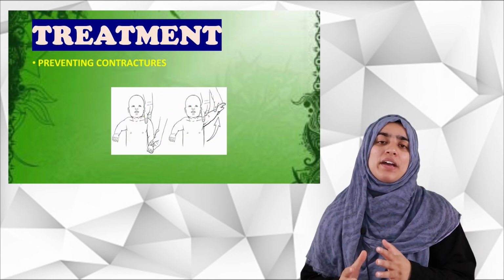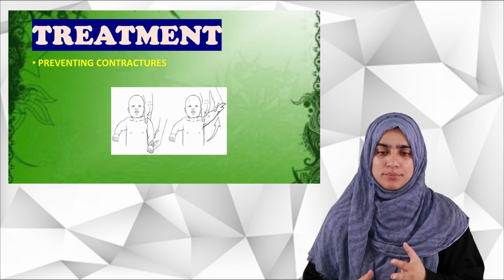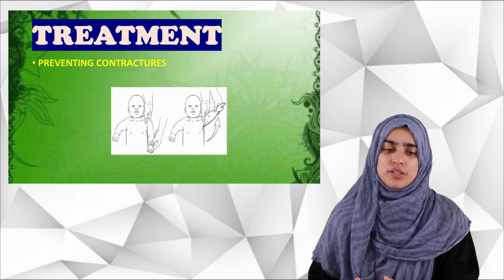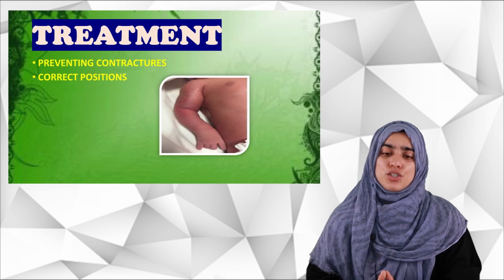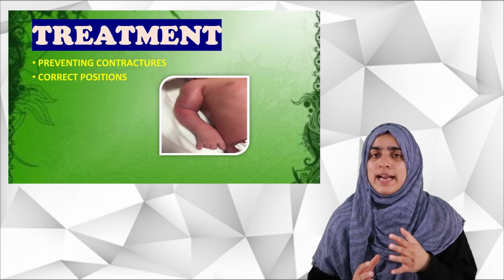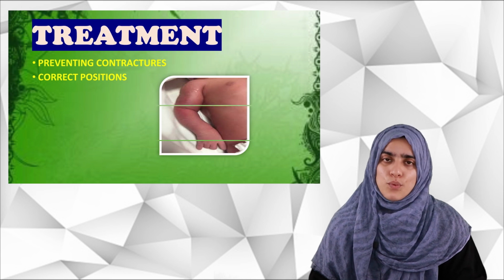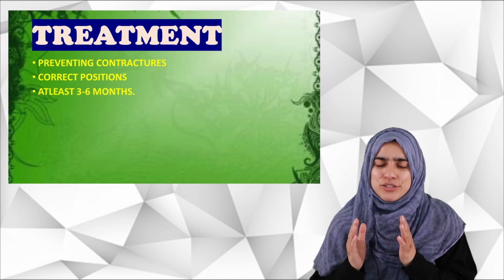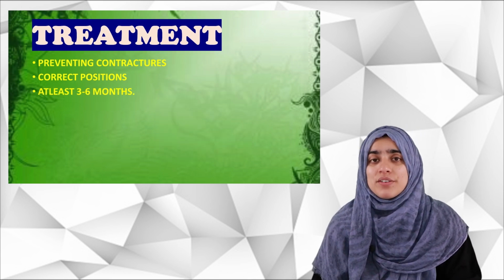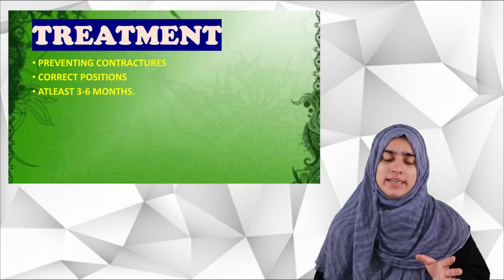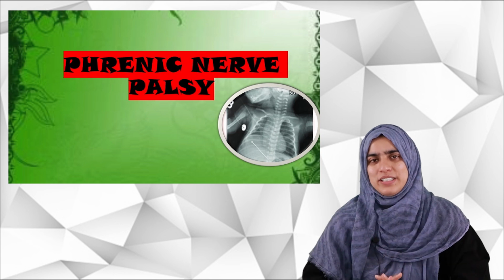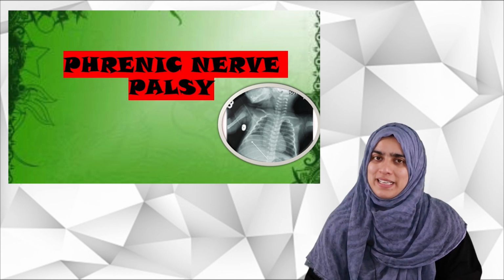The treatment of an affected arm is aimed at preventing contractures of the paralyzed muscle and maintaining the correct position of the arm, hand, and shoulder if they are involved. It may take at least 3 to 6 months to recover fully from the stretched nerves or this paralysis. The next palsy we will talk about is the phrenic nerve palsy.